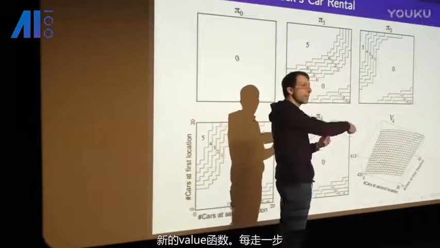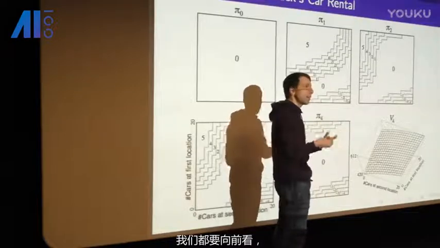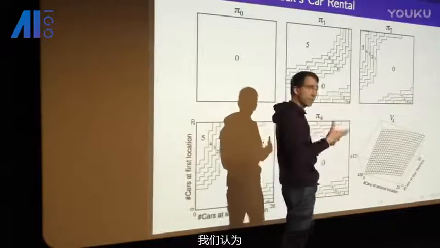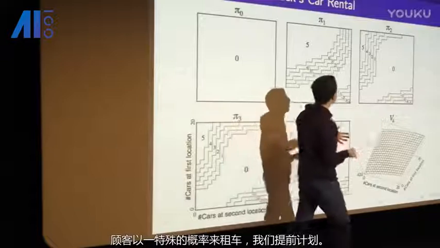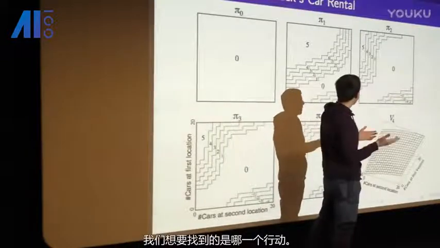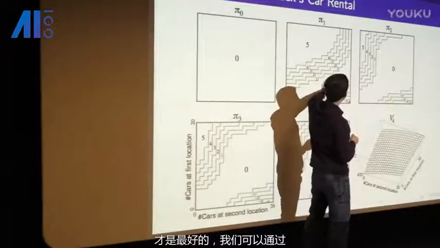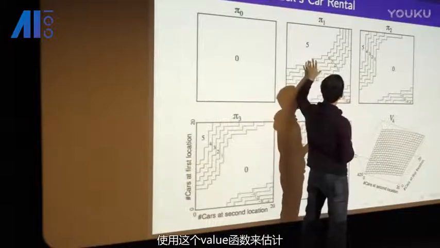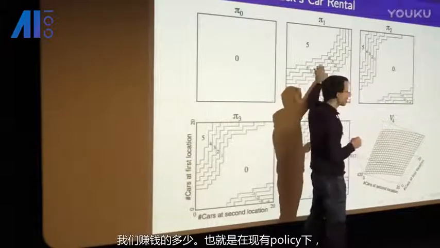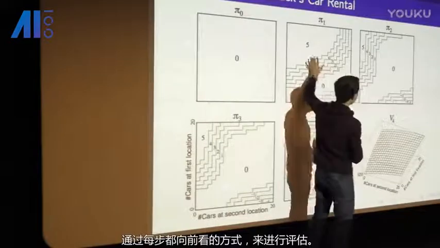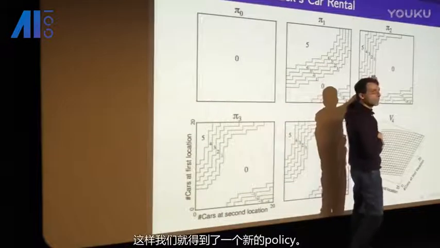So now again, we do a one-step look ahead. We say, given that we think customers are coming in at a particular rate, we do this look ahead. We figure out which action is going to be the best. We evaluate how much money we think we're going to make by using this value function and doing a one-step look ahead on our current estimate, and that gives us a new policy.